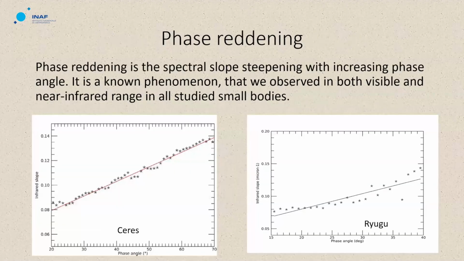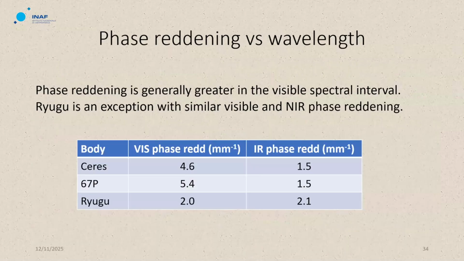For phase reddening, I mean the slope of this straight line, which is generally greater in the visible spectral range with respect to the near infrared. For example, in the case of Ceres and 67P, the visible phase reddening is 3 times the infrared phase reddening. But in the case of Ryugu, we have comparable phase reddening, and we tried to understand why this is observed.